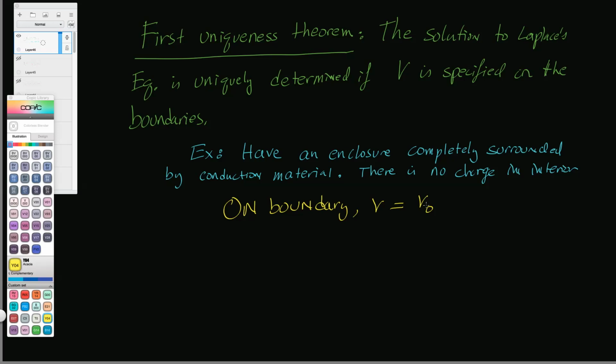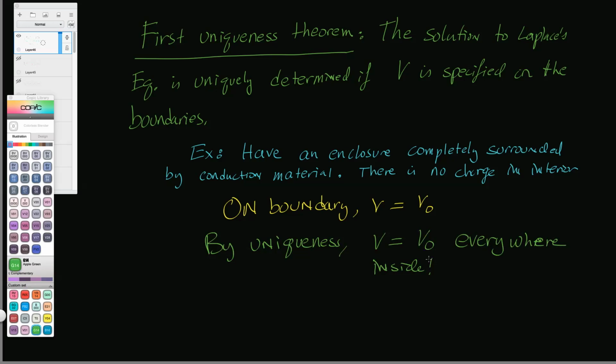Okay. Well, since I know that V is V0 on the boundary, why don't I just make it V0 everywhere inside? If I can think of that, the uniqueness theorem says that must be the one and only solution. So by uniqueness, V must be V0 everywhere inside. Right? That's what the uniqueness theorem does for you.